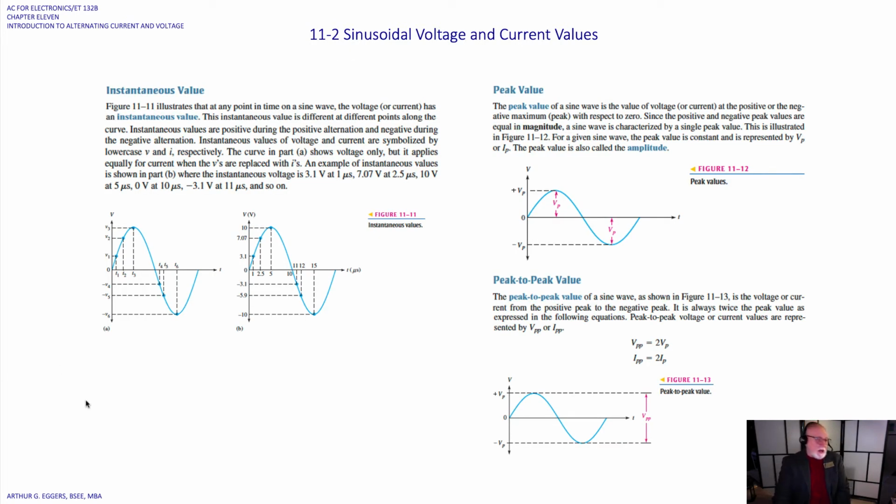Sinusoidal voltage and current values. So we look at first the instantaneous values. When you look at the plot of a sine wave, the sine wave is actually made up of an infinite number of points on that sine wave. If you picked a point anywhere on there, you would have to calculate using the sine or cosine relationship of the maximum value for the sine wave, and it would give you then the instantaneous value. And that instantaneous value is a relationship with time.